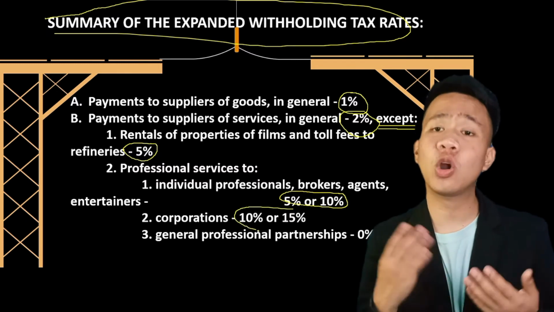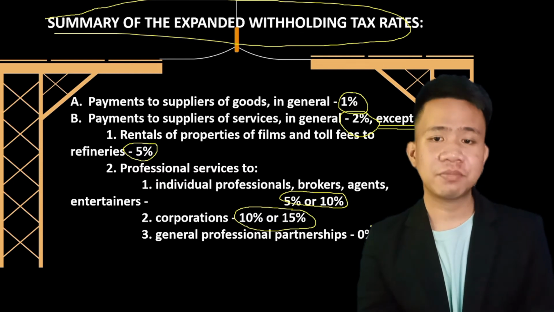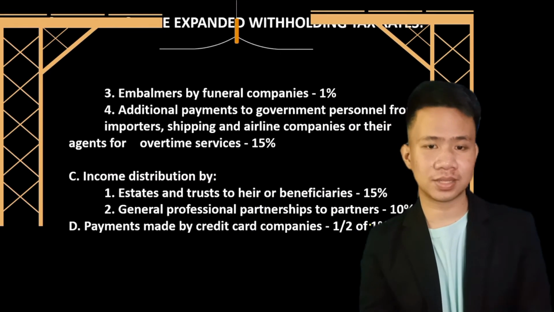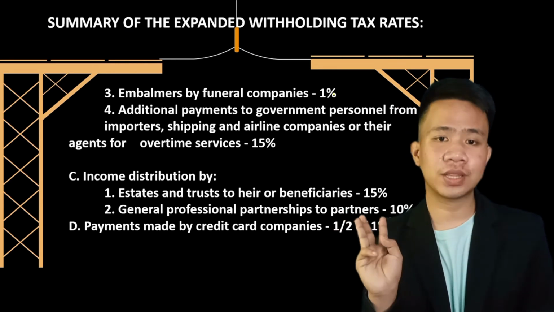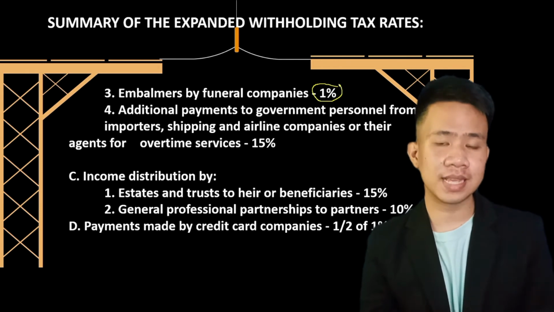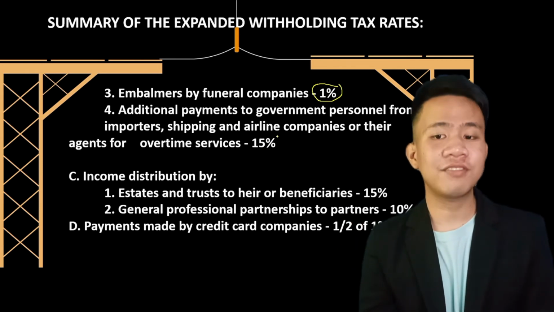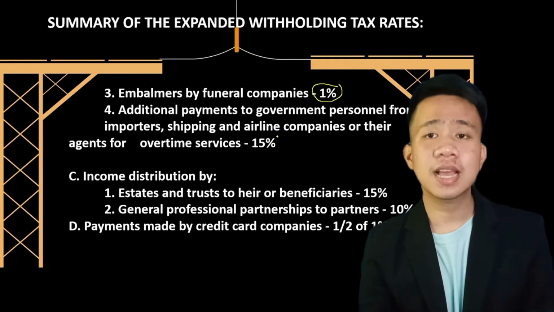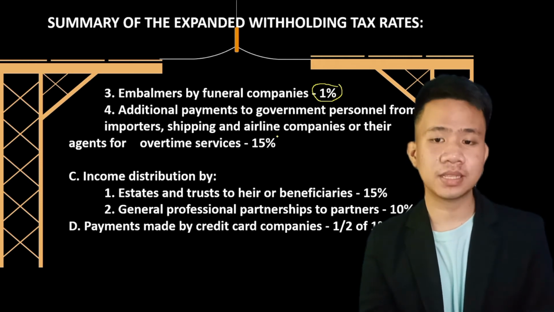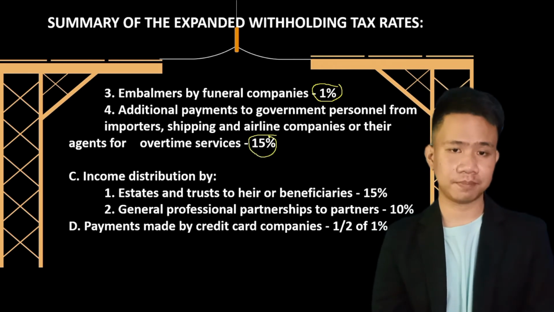Professional services to corporations is 10% or 15%. And professional services to general professional partnership is 10%. The third exception in this letter B is the embalmers by funeral companies is 1%. Fourth, additional payments to government personnel from importers, shippings, and airline companies or their agents for overtime services is 15%.